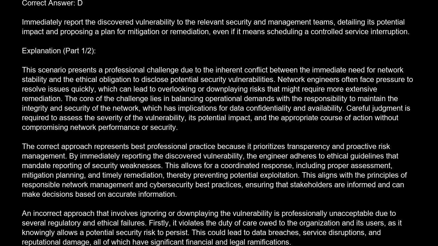The correct approach represents best professional practice because it prioritizes transparency and proactive risk management. By immediately reporting the discovered vulnerability, the engineer adheres to ethical guidelines that mandate reporting of security weaknesses. This allows for a coordinated response, including proper assessment, mitigation planning, and timely remediation, thereby preventing potential exploitation. This aligns with the principles of responsible network management and cybersecurity best practices, ensuring that stakeholders are informed and can make decisions based on accurate information.